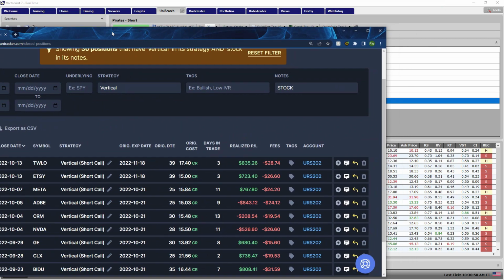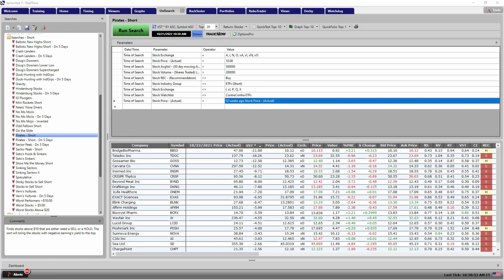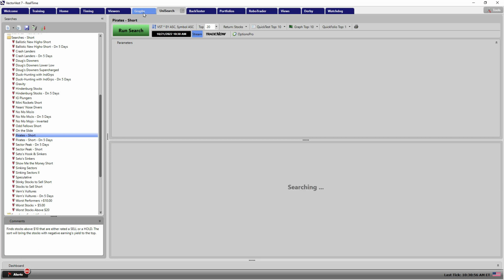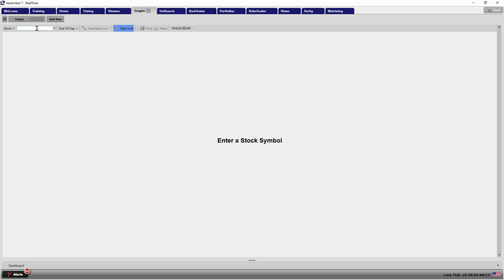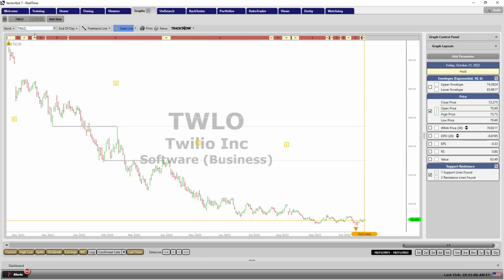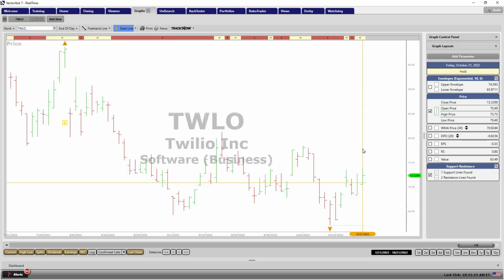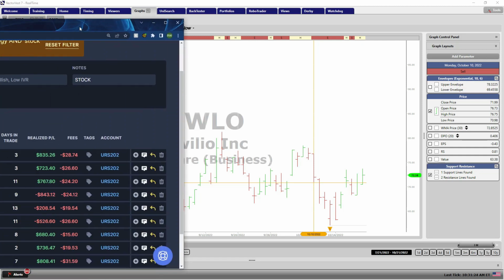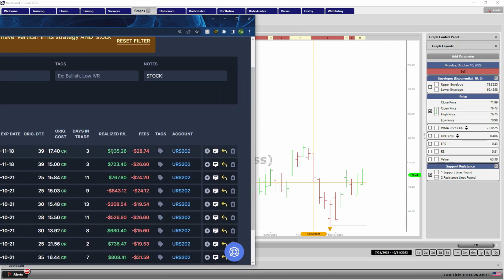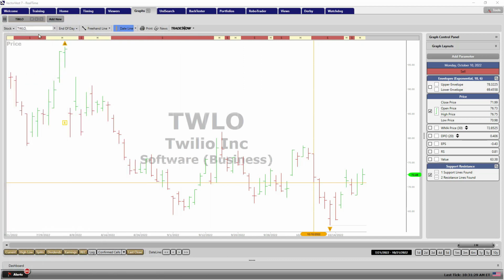Let's take a look at some of these stocks and let's look at what the graphs look like. So I'll click on graphs. In the upper left-hand corner, let's take a look at Twilio. So here's Twilio. This is an example of a perfect stock that we would want to find a shorting opportunity on. Now, to hone in on this one, I did a trade on this back on October 10th, which was right here. I was in that trade for 3 total days, and as you can see, I'll just slide this over. It resulted in an $835 profit. Let's take a look at the next one, Etsy.